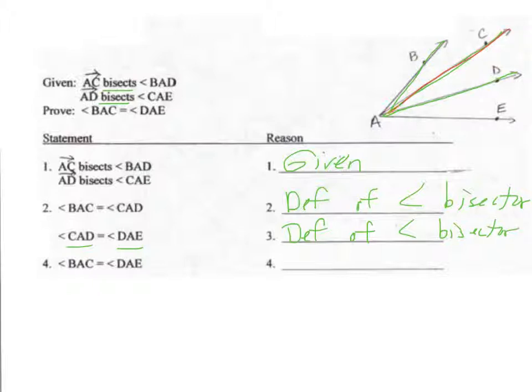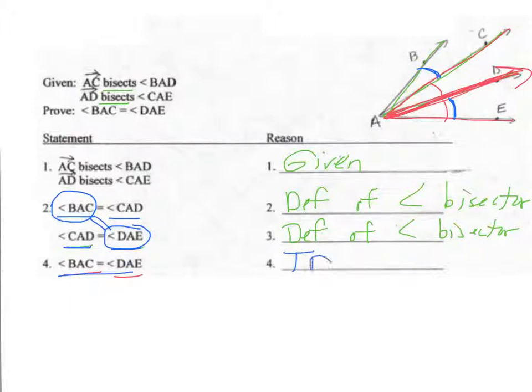Because CAD is congruent to DAE because ray AD bisected it, so we have two congruent angles. That's all because of the definition of the angle bisector. So now we're trying to prove that BAC is equal to DAE. Those are congruent because notice I have A equals B, B equals C, therefore A is equal to C, which is what our proof statement was. And that's the transitive property.